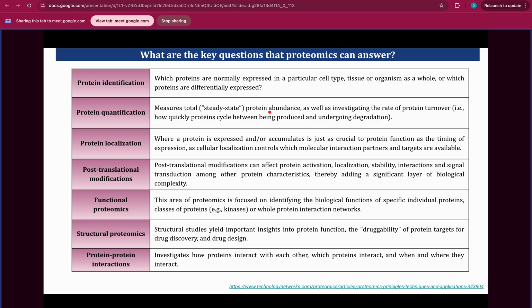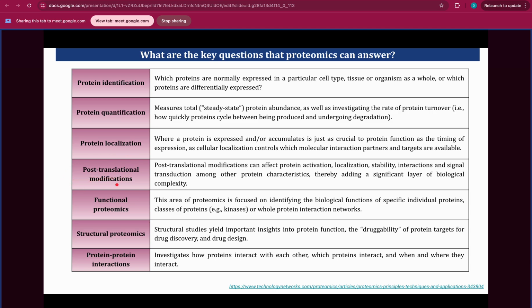For example, in certain tissues certain proteins are expressed quite quickly in greater quantities, whereas in other tissues it might not be expressed in those quantities. So that quantification can also be done with the help of proteomics. Then comes protein localization. With the help of proteomics we can also identify the location of a particular protein, in which tissue or at which component of the cell a particular protein is expressed.